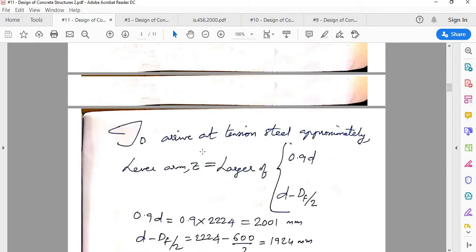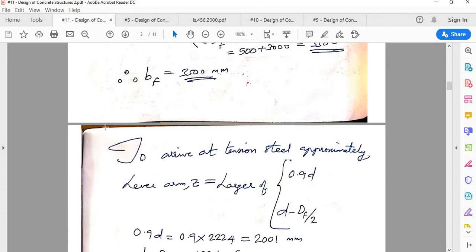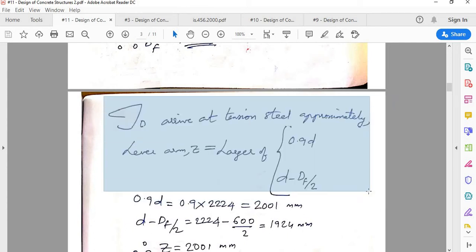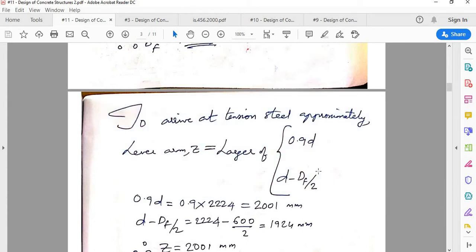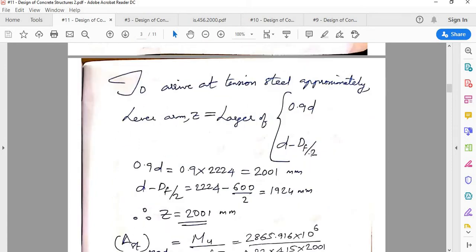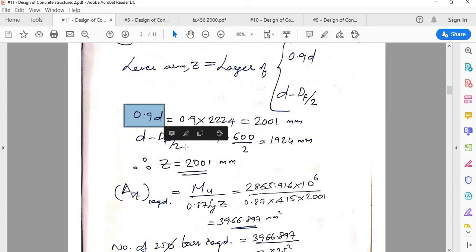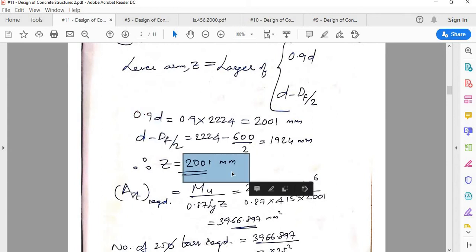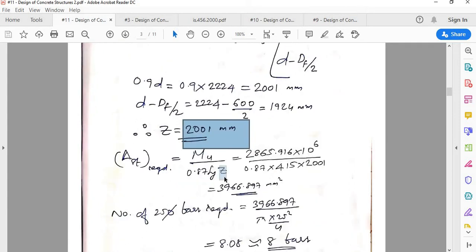First of all, in the classical design approach of a beam, imagine this is like a beam, right? For design of a beam, you need to know the lever arm, especially for a section like this, which is complicated, meaning it's a T section, right? The lever arm, approximately, you can calculate as the larger of 0.9 times the effective depth, or D minus Df by 2. So we can calculate both. The maximum comes out to be 2001 mm.